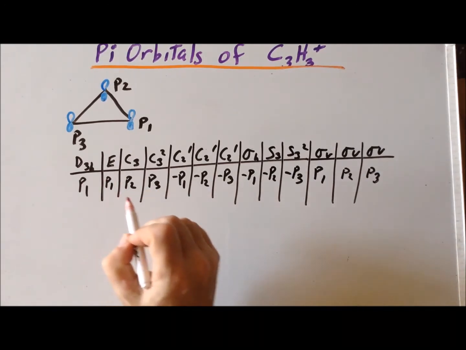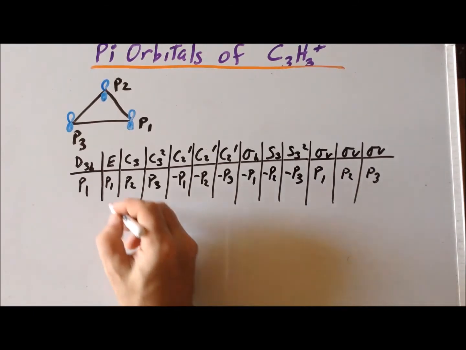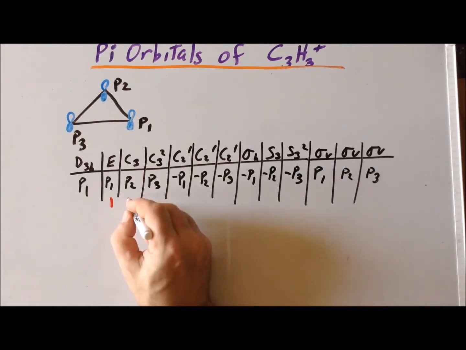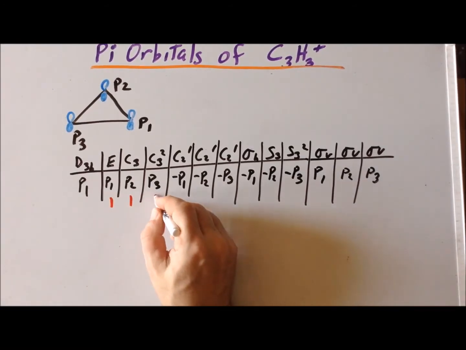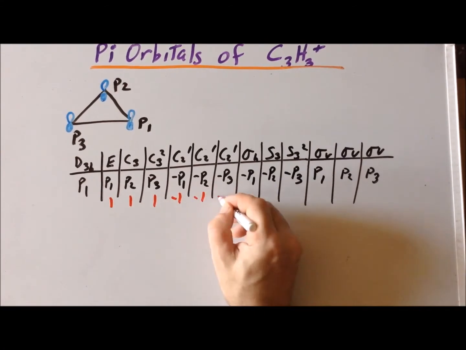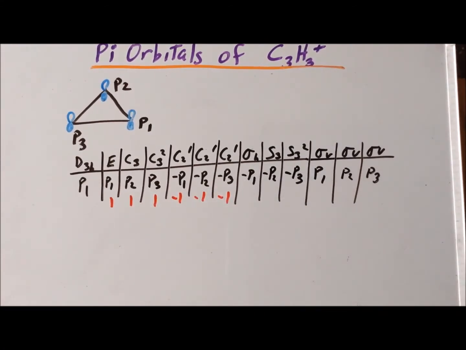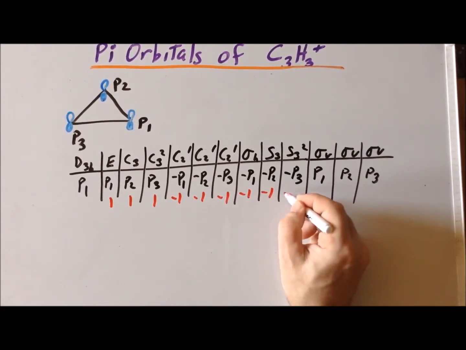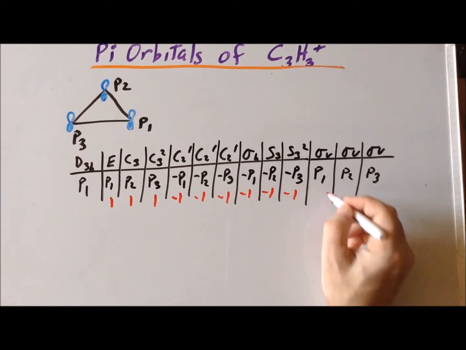So we notice that we have A2 double prime. The character for E is plus 1. The character for C3s is also plus 1. The characters for the C2 is minus 1. The character for sigma H is minus 1. The characters for S3 are minus 1. And the character for the sigma V's is plus 1.